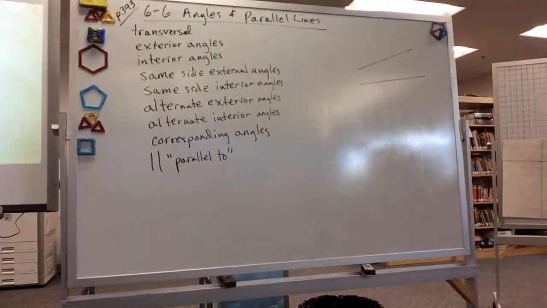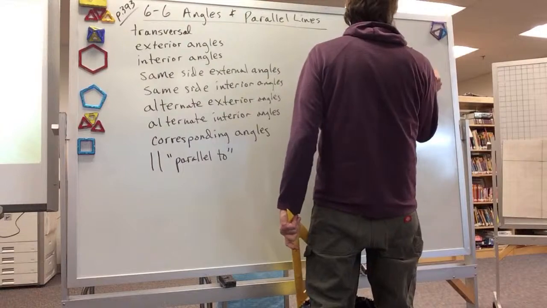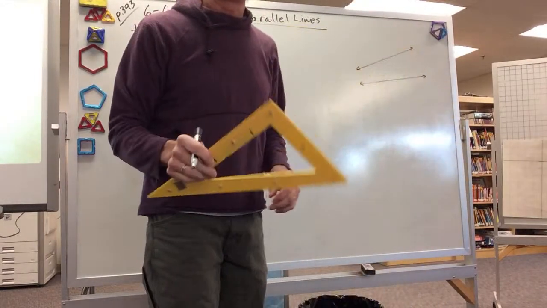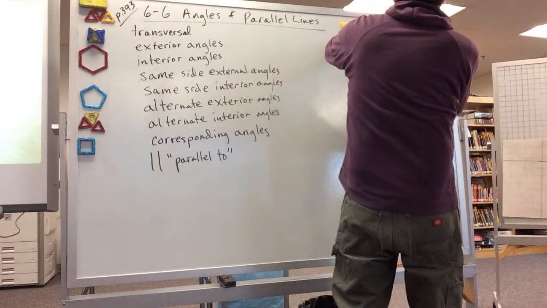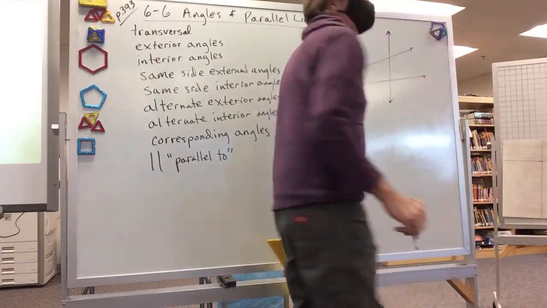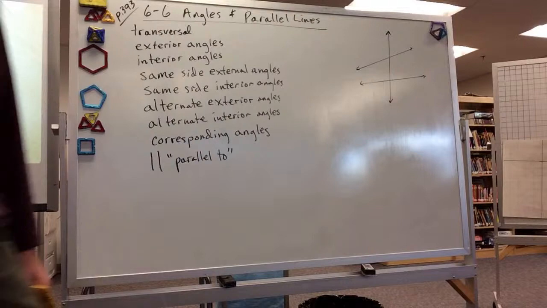We got all the terms for today's lesson on here, and then I'll try to remember to put little arrows on the ends of these. So I've got two lines. And then if I draw something that cuts through, that's an example of a transversal.